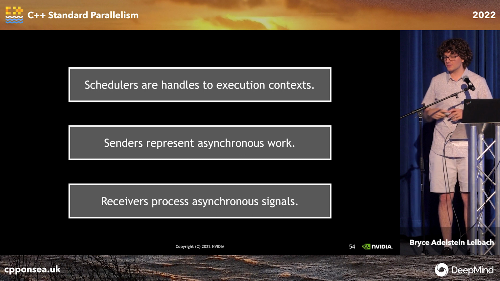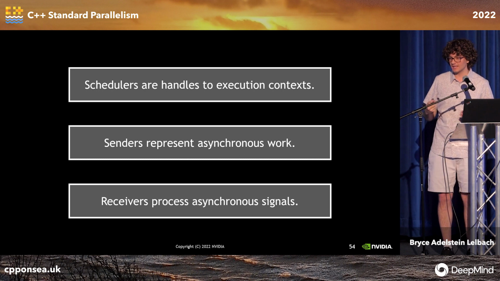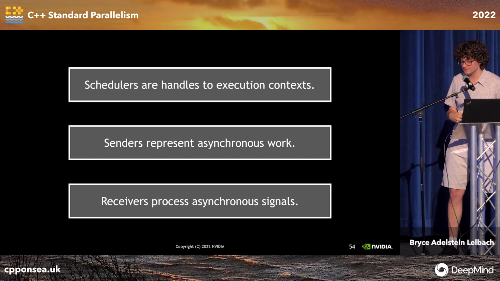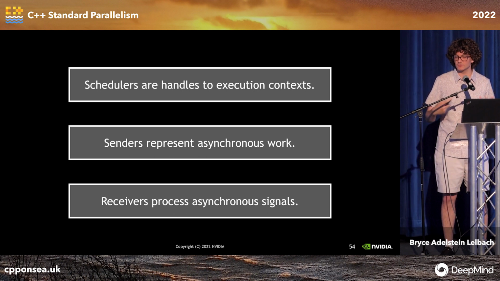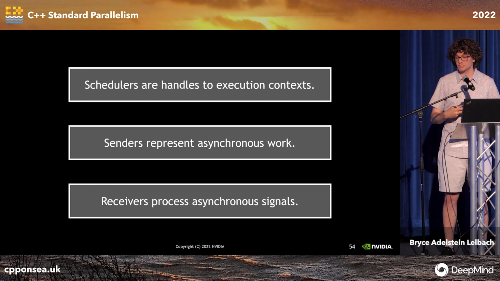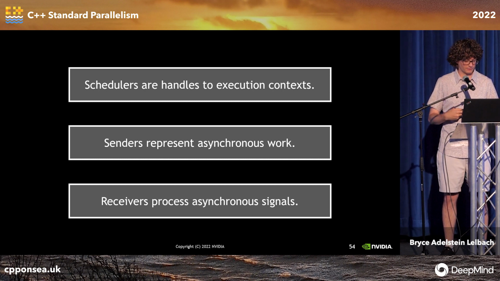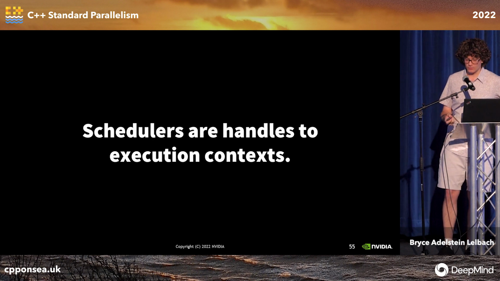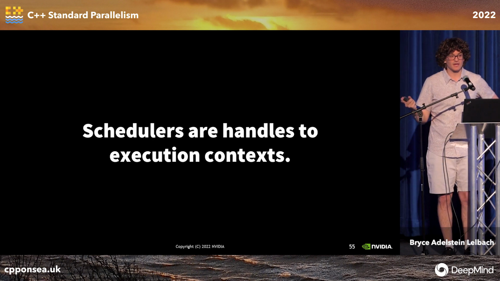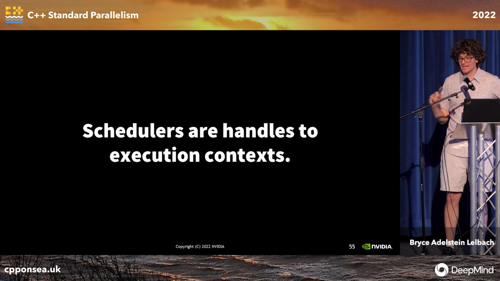So if you're familiar with the future-promise paradigm that's used in a lot of C++ code bases, senders are sort of an abstraction and generalization of futures, and receivers are sort of an abstraction and generalization of promises. All right, so let's talk about schedulers in a little bit more detail. I said that they're handles to execution contexts, but what exactly does that mean?